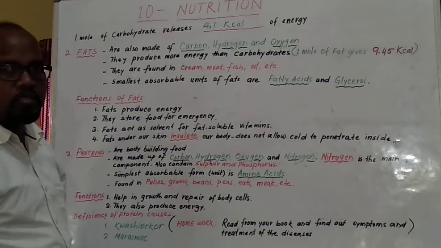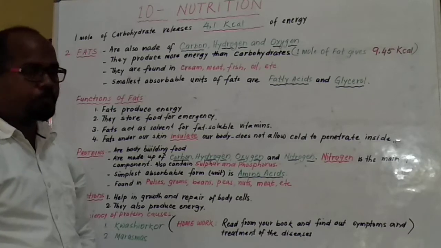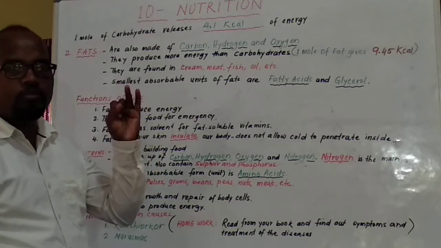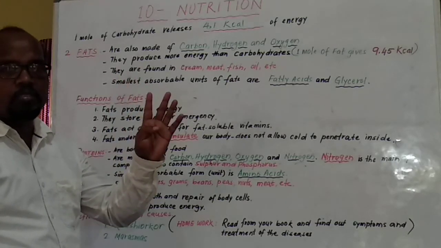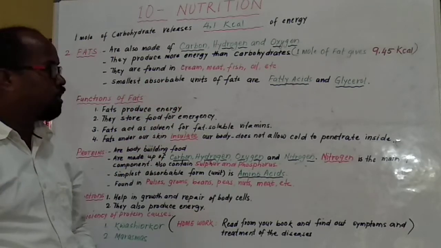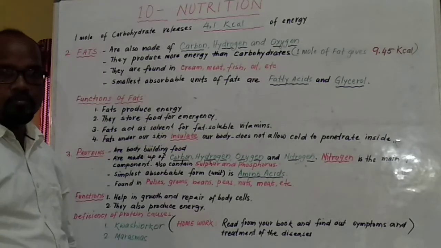We have discussed 6 types of nutrients, 6 classes of nutrients. Number 1, carbohydrate. Number 2, fats. Number 3, proteins. Number 4, minerals. Number 5, vitamins. And number 6, water. So today we will see fats.